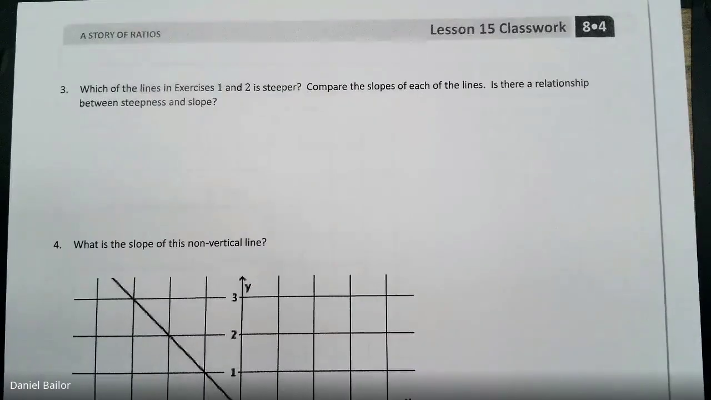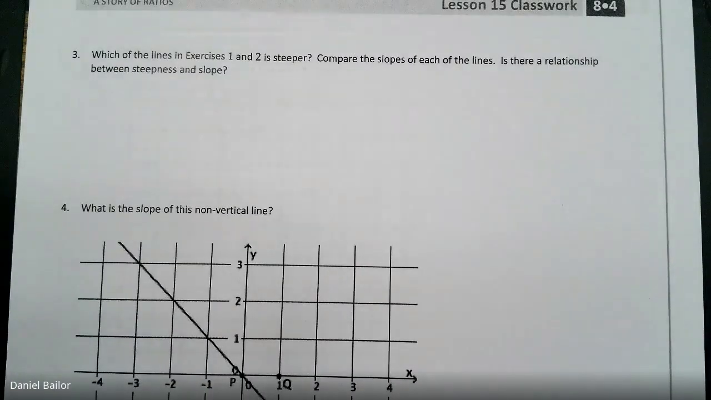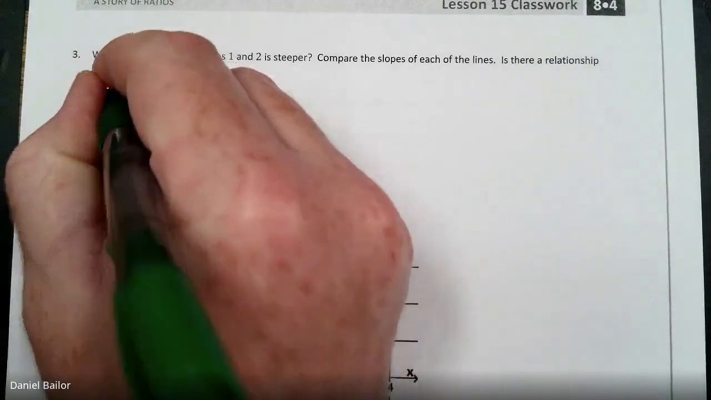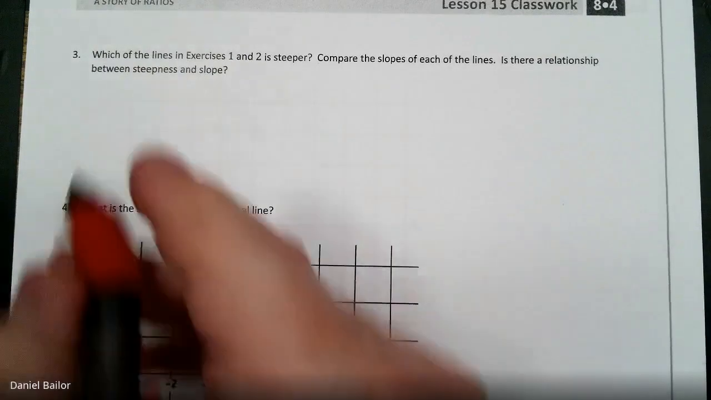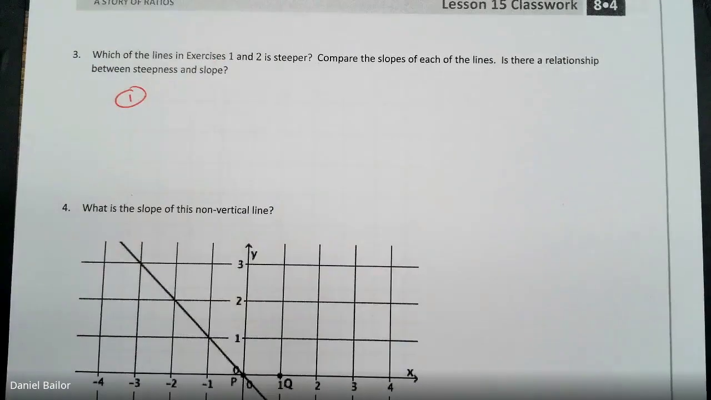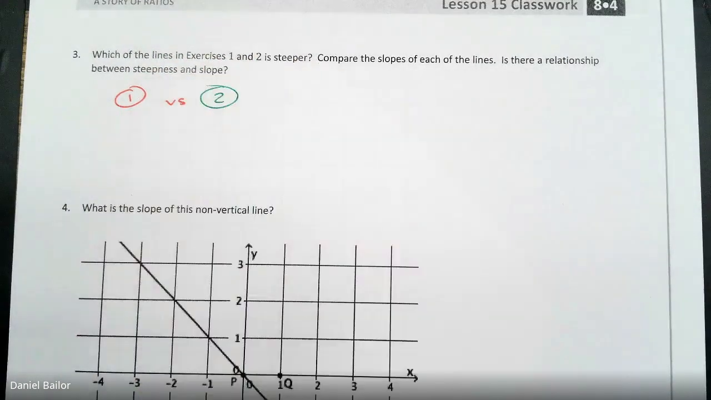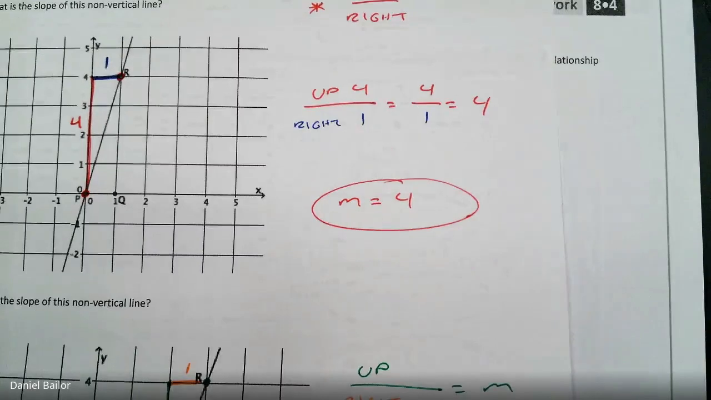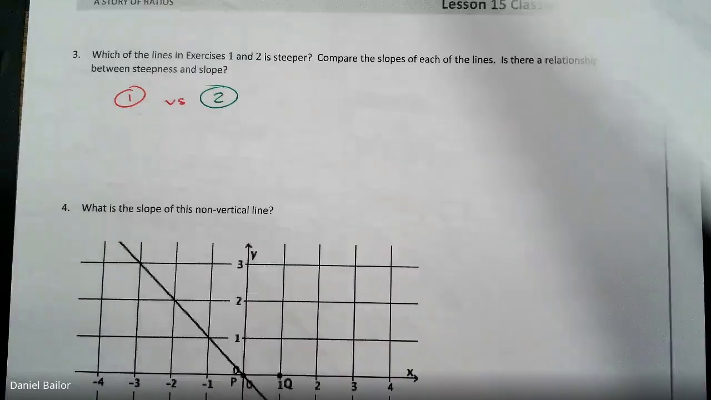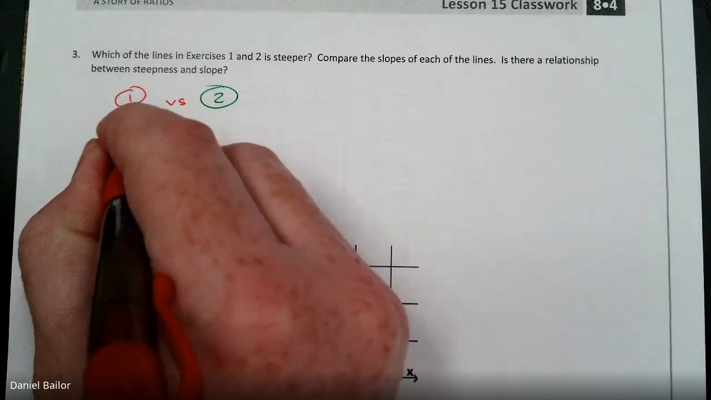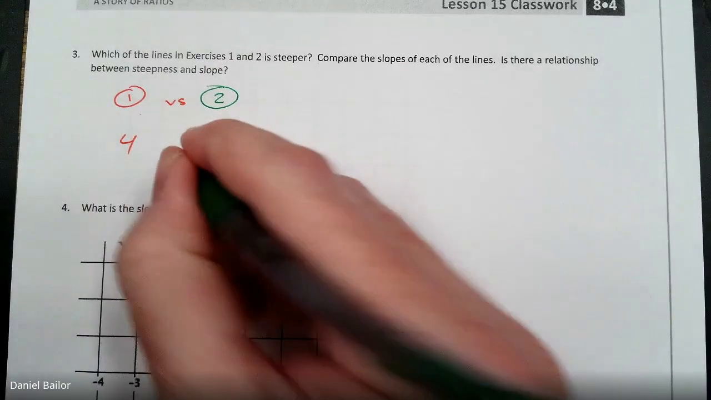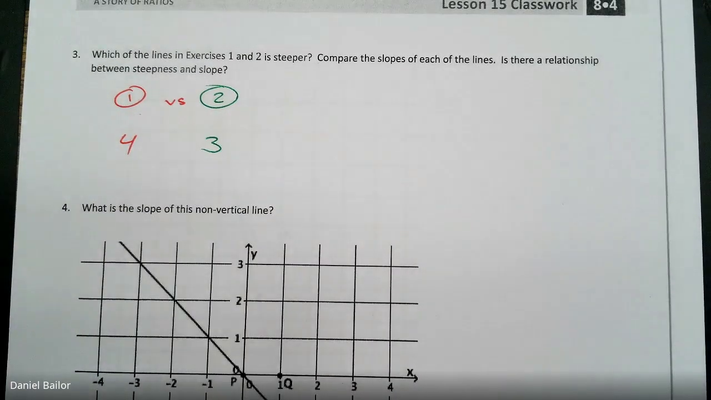Number 3 is asking us to compare these. Which of the lines in exercise 1 and 2 is steeper? So exercise 1 versus exercise 2. Well, the slope for exercise 1 is 4, and the slope for exercise 2 is 3. So we have 4 and we have 3. And you know that 4 is greater than 3.